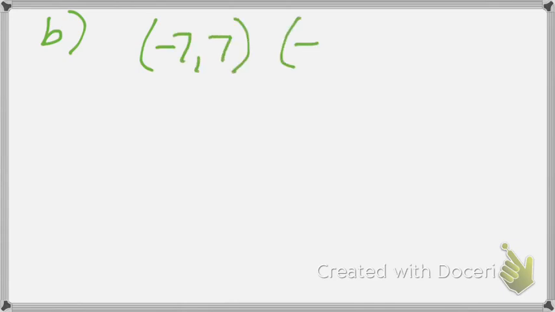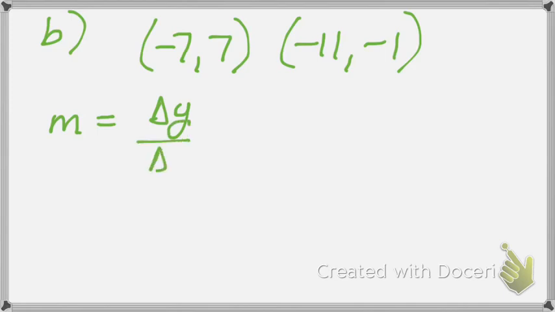Example, we're still in example 2. This will be 2B. Okay, so this time I give you the points. (-7, 7) and (-11, -1). So once again, slope is change in y over change in x.